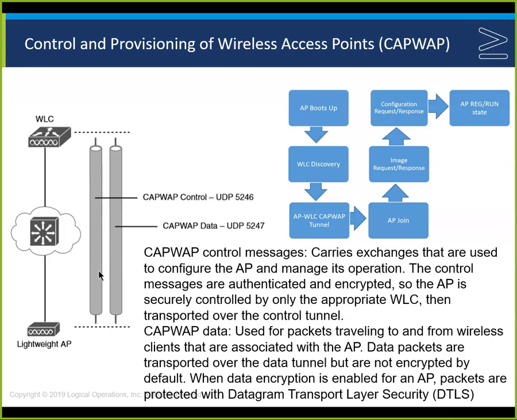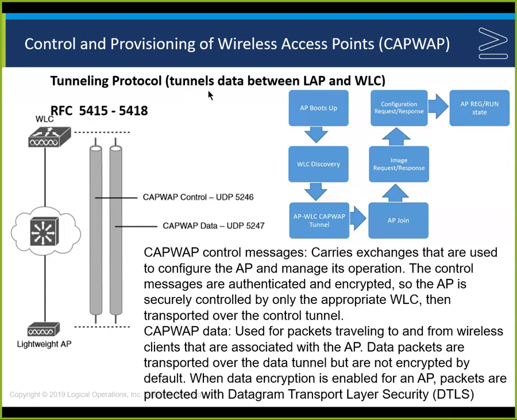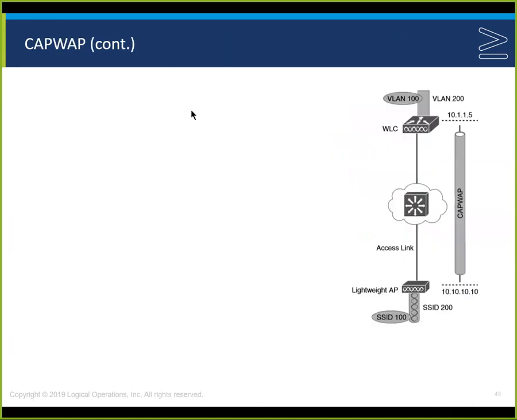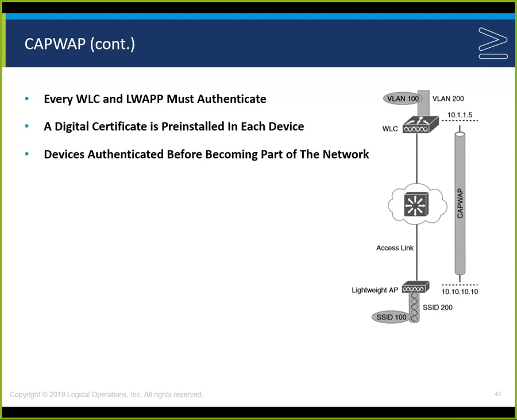These tunnels are negotiated by the devices without any input. So the tunneling protocols between the access point and wireless LAN controller, and then the RFCs that would be associated with it. Every wireless LAN controller and lightweight access point has to authenticate. A digital certificate is pre-installed on the devices.